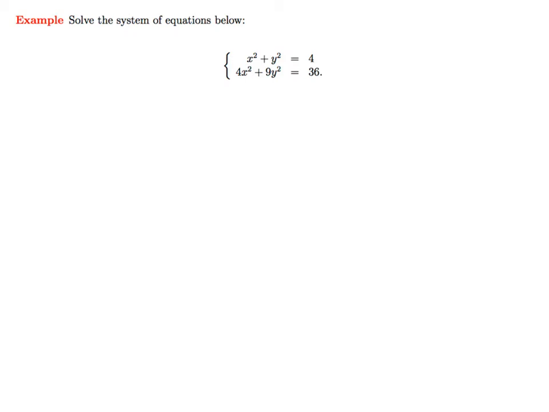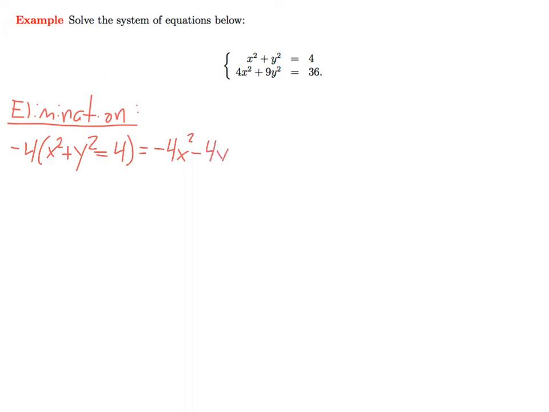So for example here, we can use the elimination method that you recall from linear systems of equations. And what that means is I can combine equations 1 and 2 so that I can eliminate, for example, the x squared term in equation 2. And by multiplying the top equation by minus 4, that would give me minus 4x squared minus 4y squared is equal to minus 16.